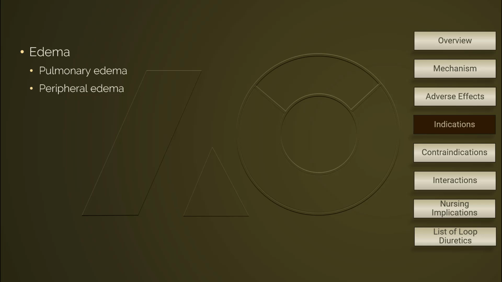Electrolyte imbalances are indications for loop diuretics. For example, these medications stimulate excretion of calcium. Therefore, they are used for hypercalcemia. Loop diuretics can also be used for hyperkalemia.